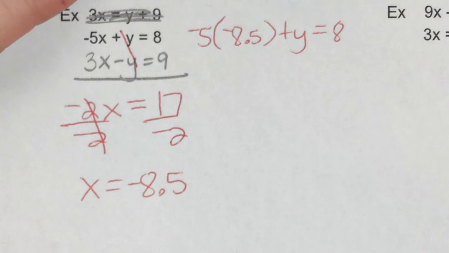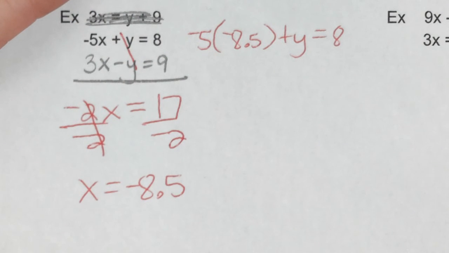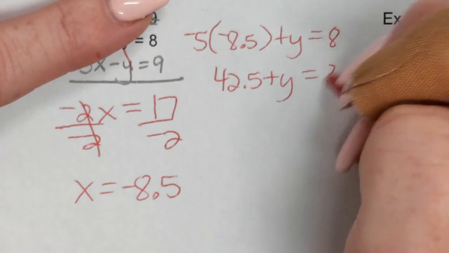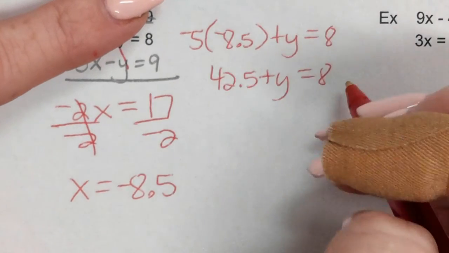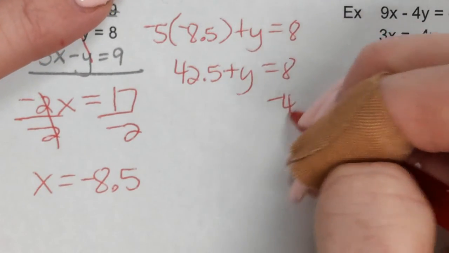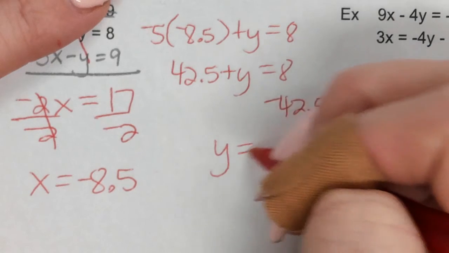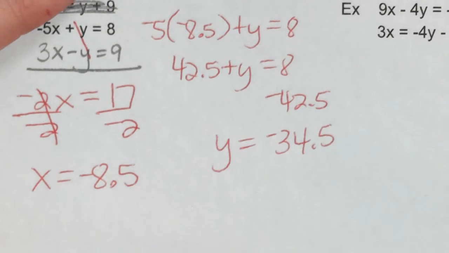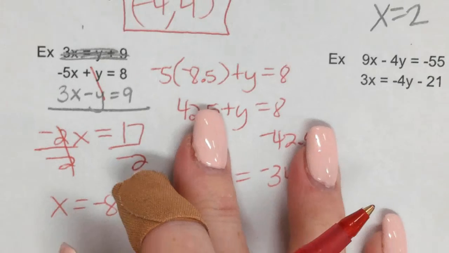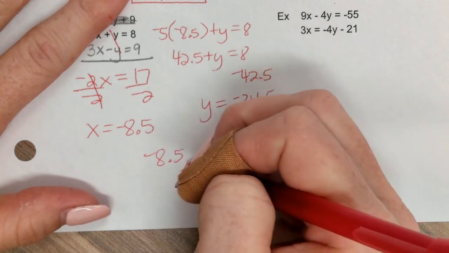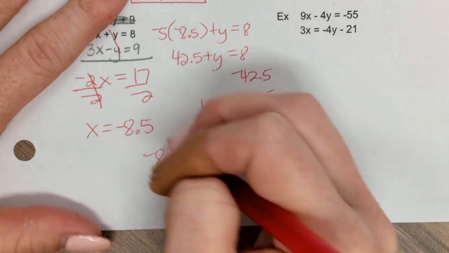is, I did it opposite last time. I used the other equation. 42.5 plus y equals 8. And then how am I going to move this to this side? Minus. So 8 minus 42.5 is negative 34.5. So I have negative 8.5 comma negative 34.5.